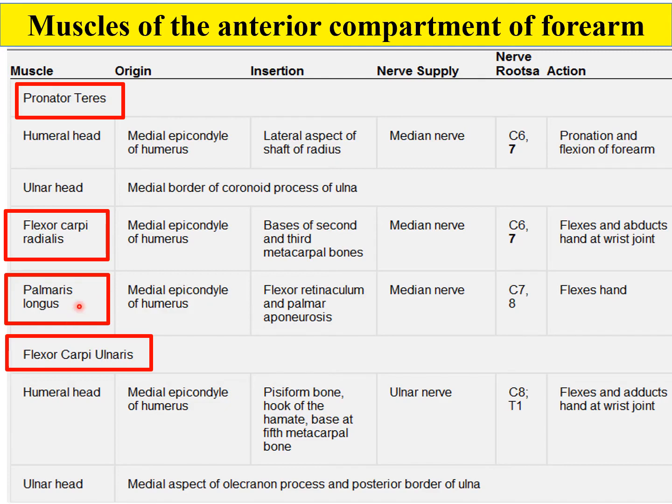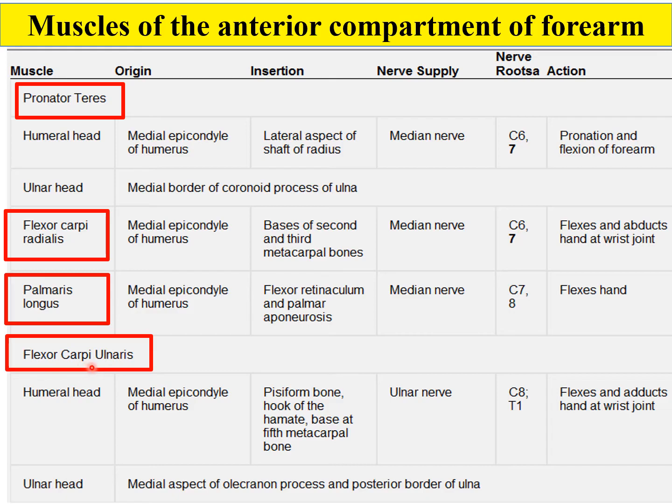Another muscle, palmaris longus. It has a long tendon and a small belly, but it is a very important muscle. In 14 percent of people, it is absent. It has the same origin from the epicondyle of the humerus, and it is attached to the flexor retinaculum and palmar aponeurosis. So in the diagram, we will see the flexor retinaculum and palmar aponeurosis. The nerve is the median nerve, and it flexes the hand.